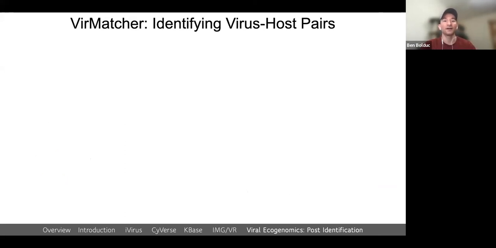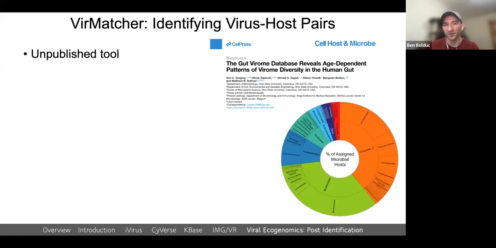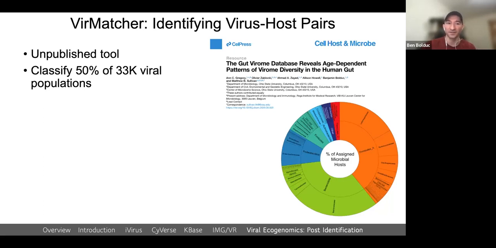Okay, and finally, Viromatcher. So this is an unpublished tool, although we do have a Bitbucket repository with this code. And this tool is actually used. So it's not published as a tool itself, but it has been used in the Gut Virome database, where it actually classified about 50% of the 33,000 viral populations.